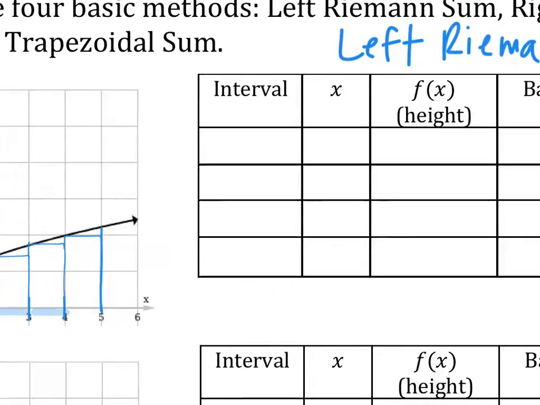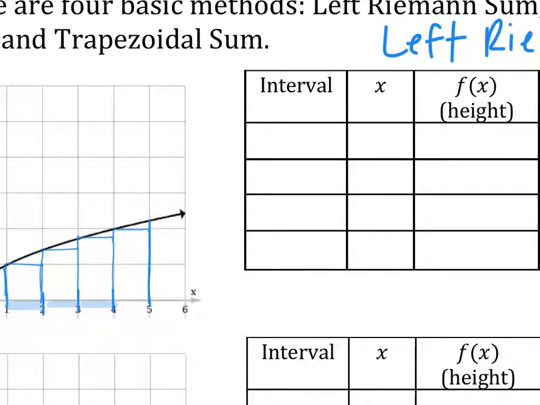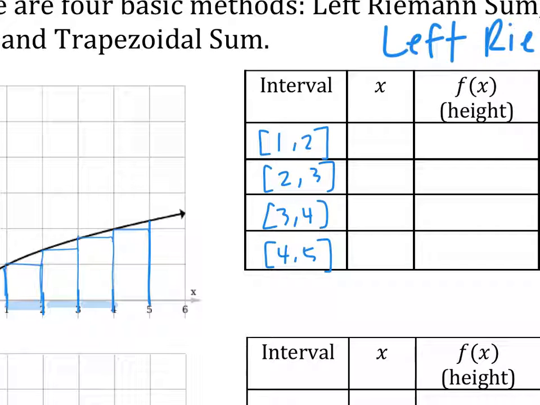So I kind of help you here. Intervals. So the first interval is between 1 and 2. The second interval is between 2 and 3, 3 and 4, and 4 and 5. The x values we're using, it's the left hand. So it's going to be the left-hand side of the interval.